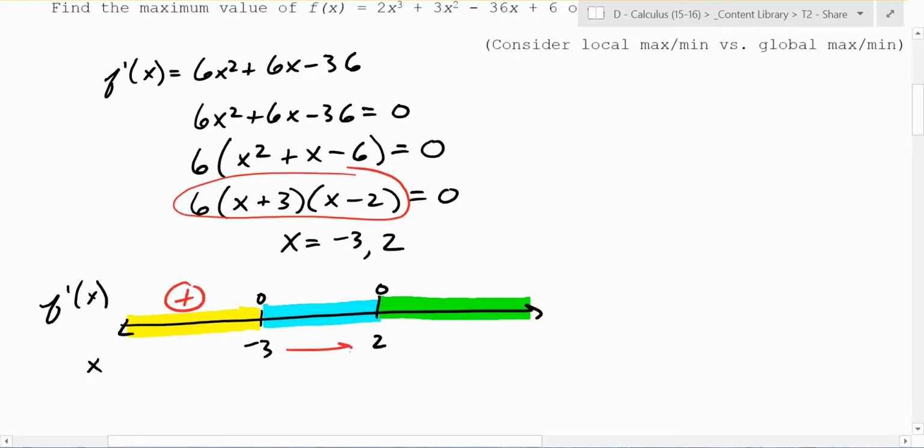What's between -3 and 2? That's a nice number to plug in. 1, sure, or 0, right? 1 or 0. So you get negative. It's going to be negative, and then it doesn't necessarily go back to positive, but in this case, does it? Yes, it is. So what does this mean? The function is increasing, decreasing, and increasing, so it's going to be a max and a min.